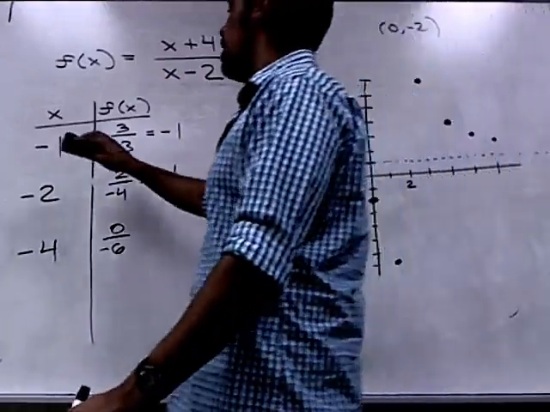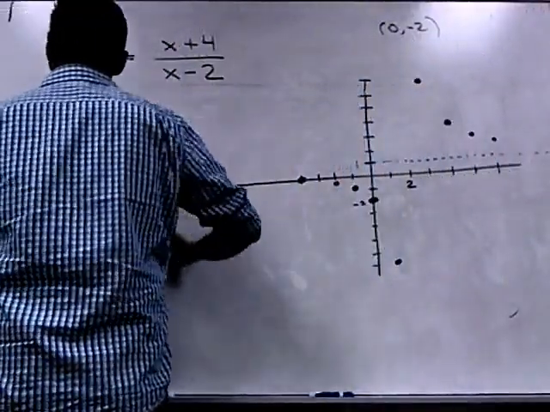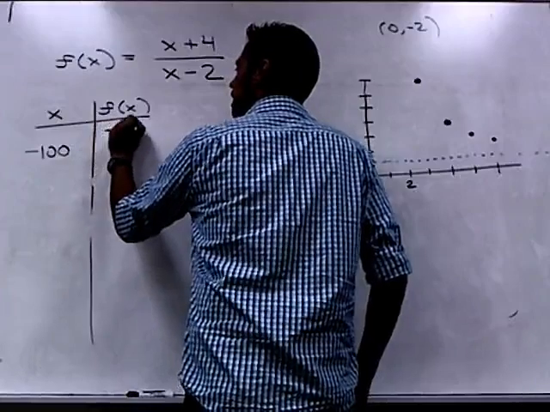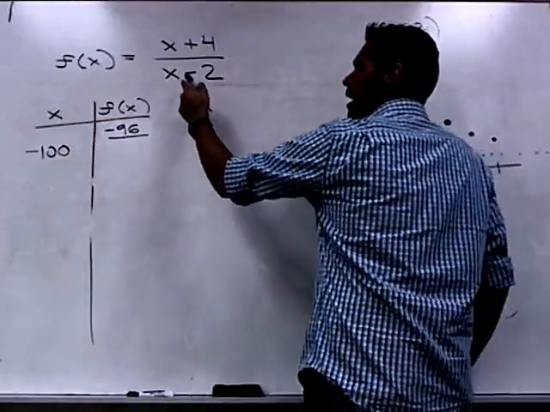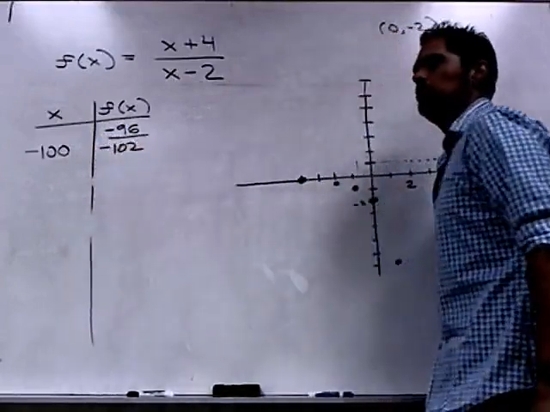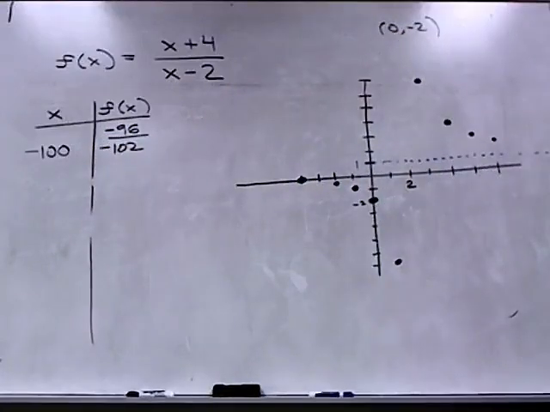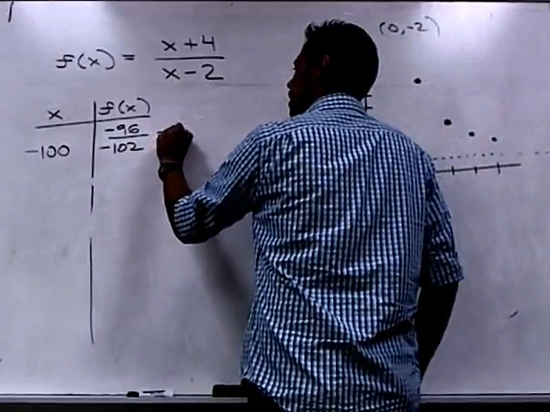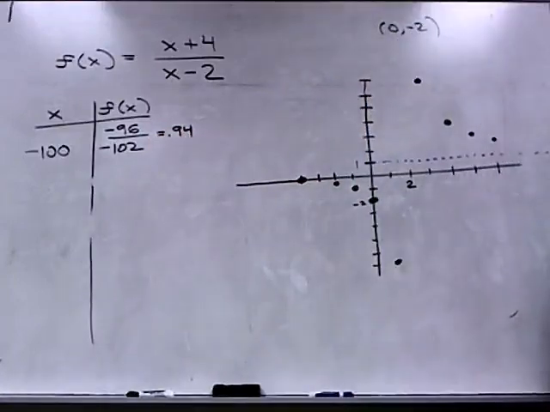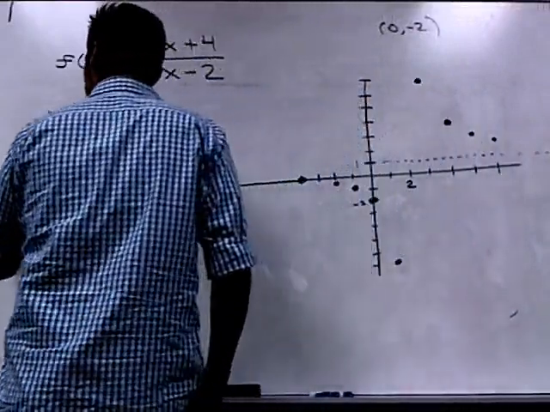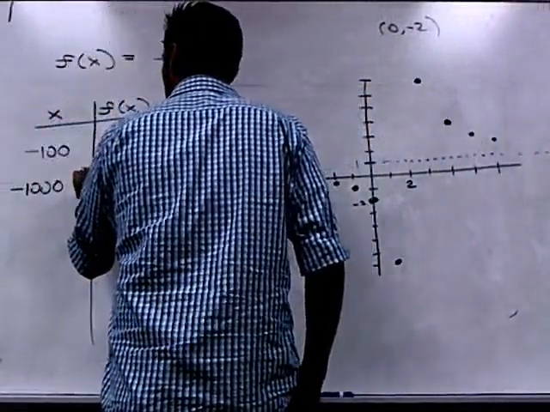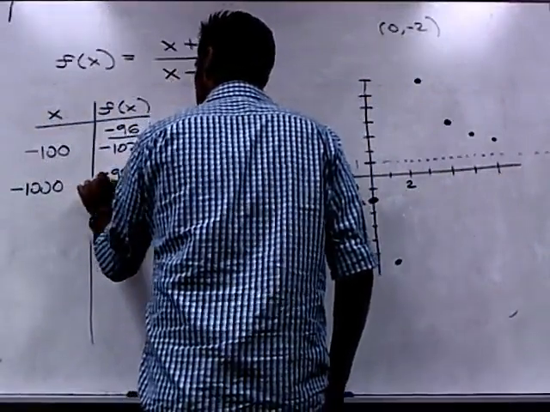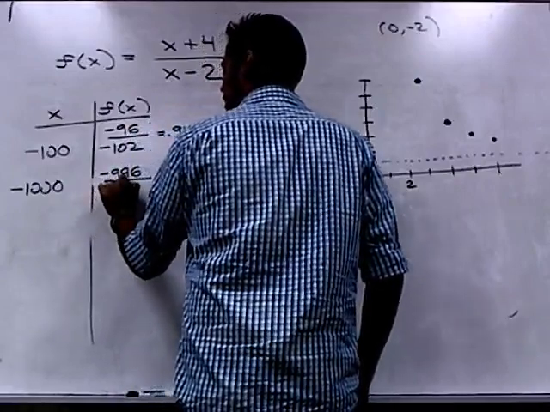Okay. Now let's go further out. How about negative 100? What happens if you plug in negative 100? We get negative 96 on top, right? And then negative 102 on the bottom. Someone do that for me. Approximately 0.94. That's almost 1, isn't it? Now let's go even further. Let's go negative 1,000. That'd be negative 996 over negative 1,002.